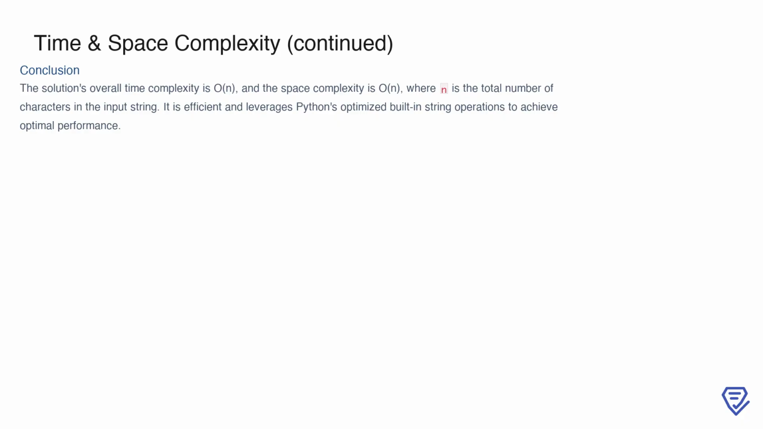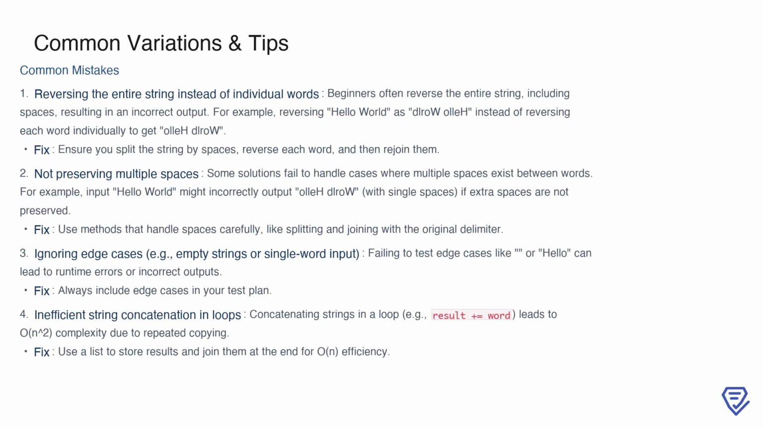One of the most common mistakes when solving this problem is reversing the entire string instead of reversing individual words. For example, if the input is hello world, some solutions incorrectly reverse it as dlrow olleh, which flips the entire string, including spaces.